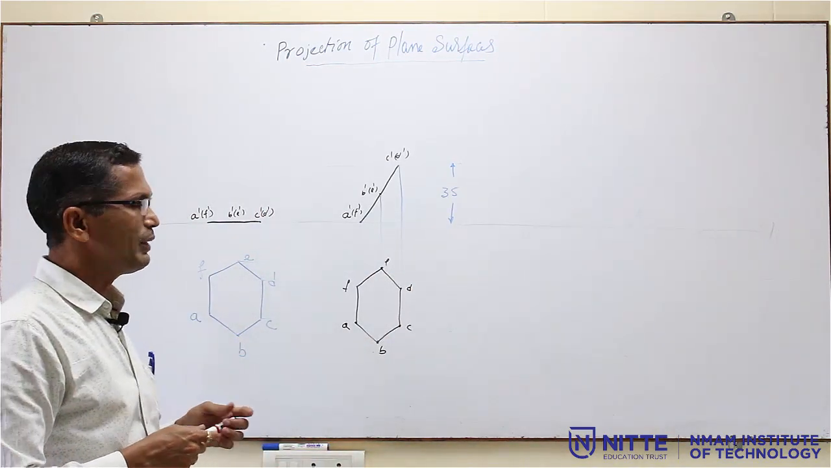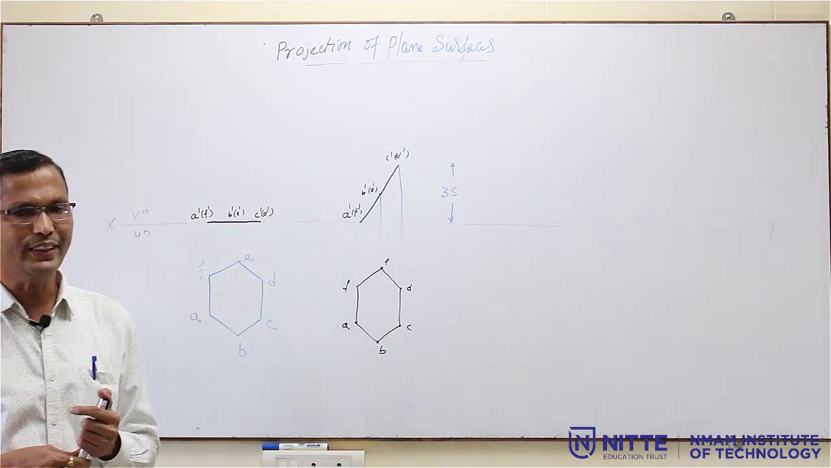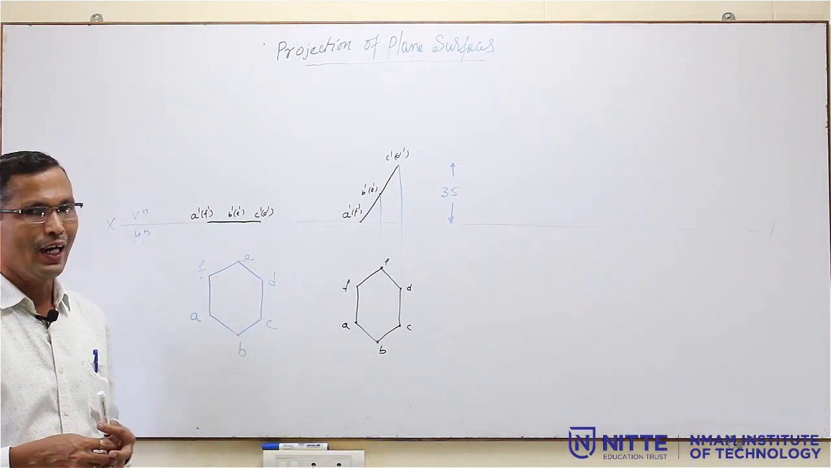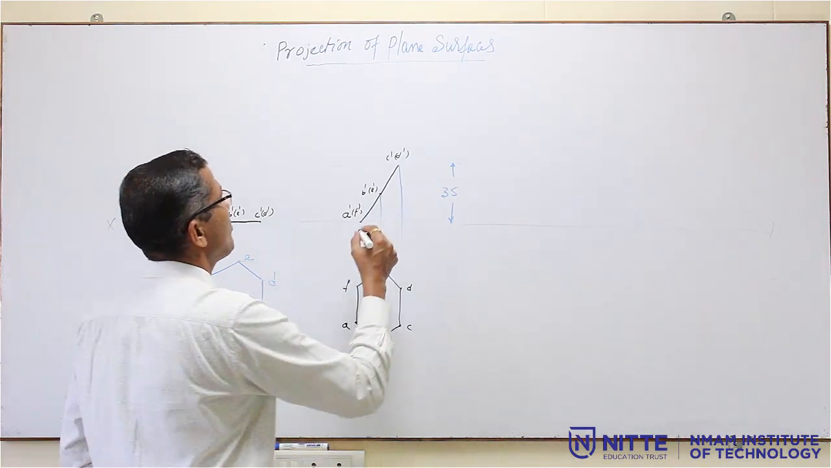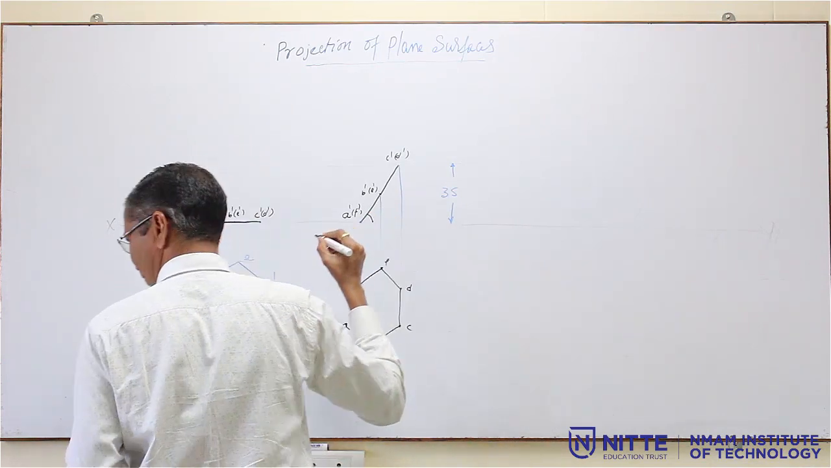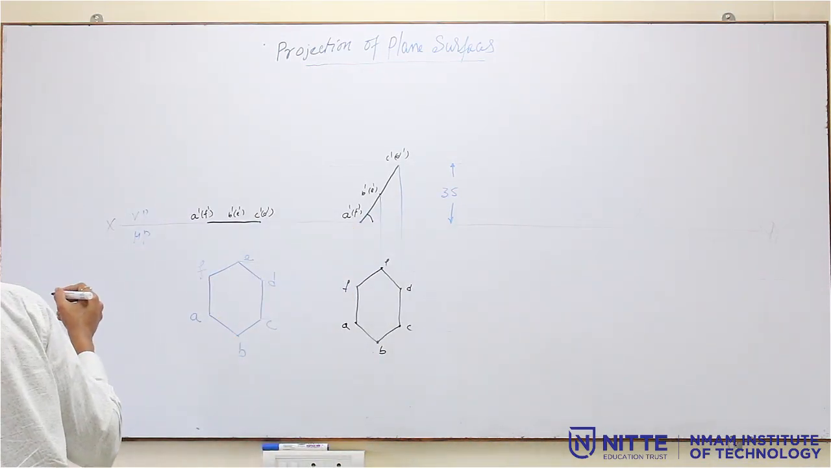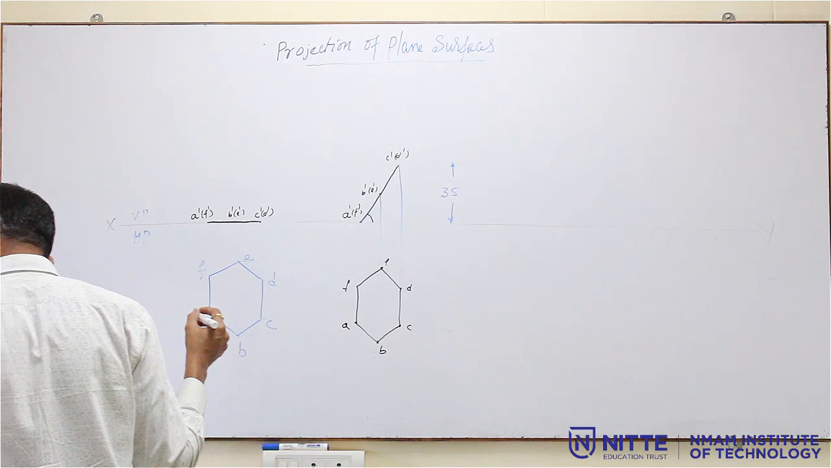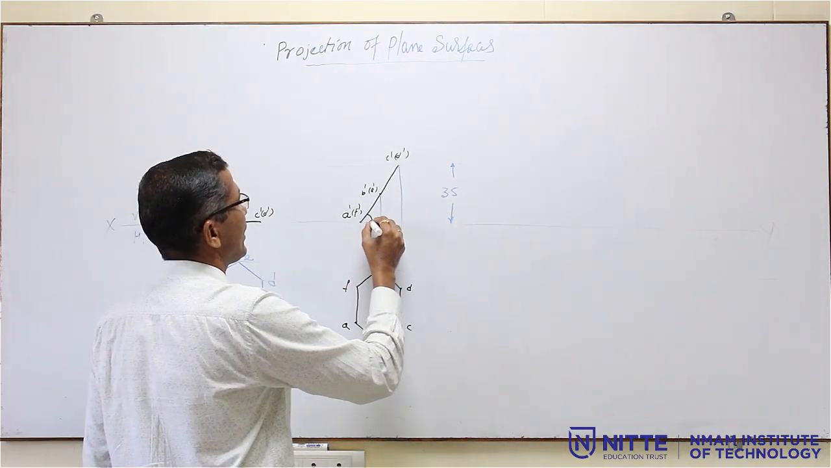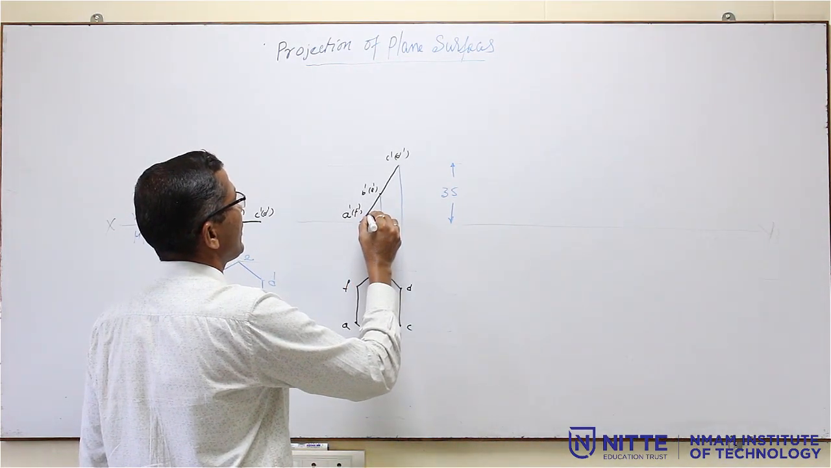Now, one condition has been satisfied. What is that? One of the edges touches HP and it is inclined at some angle. You can measure this angle also if they asked in the question. If it is not there, no need.